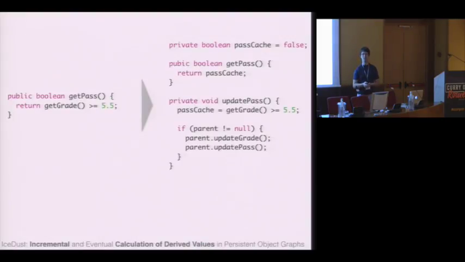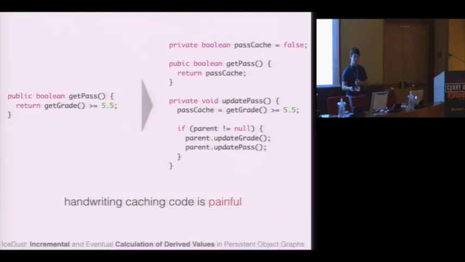Problem is that if you write this code in Java, it becomes much more complicated. So on the left-hand side, we have the original getter, which is fairly trivial. And on the right-hand side, you have to reason about cache and about cache maintenance. And this is just for one single getter. But of course, your actual logic will be much more complicated. So you'd rather not write this.